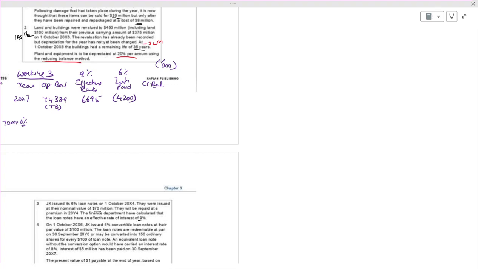Same rule: opening plus interest charged minus interest paid. How much? 76,884. That much you have to do. Now we know how much to show. The finance cost we have to show in the profit and loss account, and the closing balance we have to show as a non-current liability. Are you clear about this?